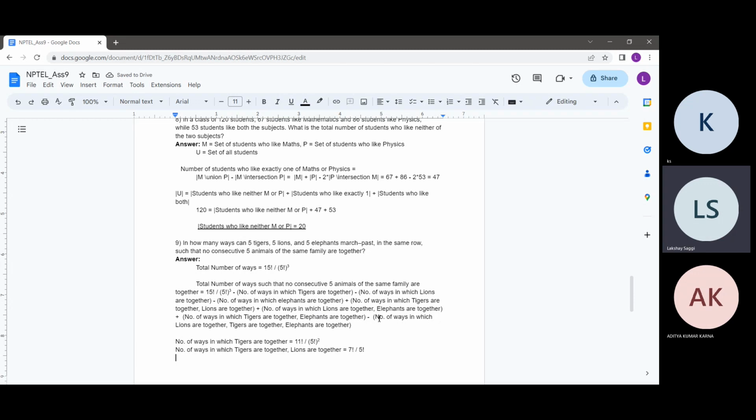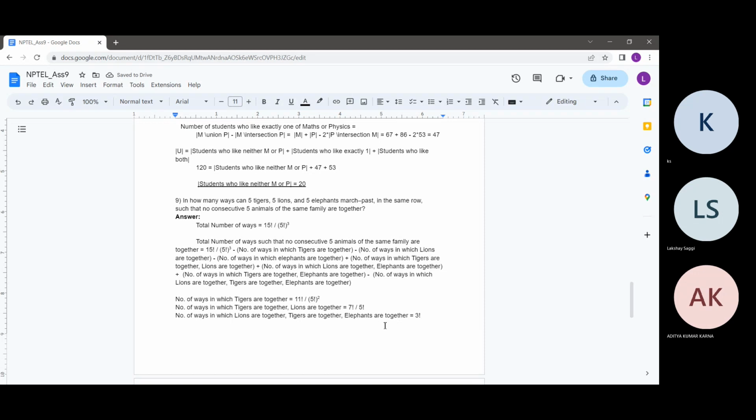Now we want to calculate this sort of term. Number of ways in which lions are together, tigers are together, and elephants are together. So now all of these can be considered as one set, right? Like one set each. So elephants correspond to one set, tigers correspond to one set, lions correspond to one set. So we are being given like 3 objects, and all 3 are different to each other, since set of lions is different to set of tigers, which is different to set of elephants. So these can just be arranged in 3 factorial ways. Right? Am I making sense?